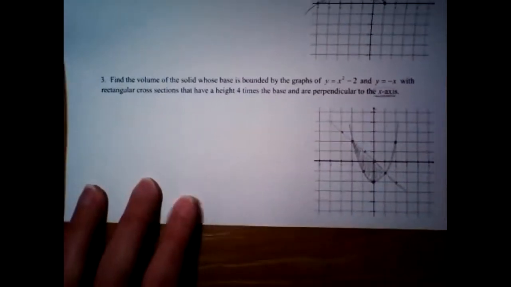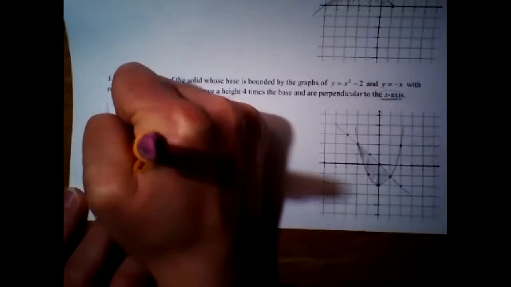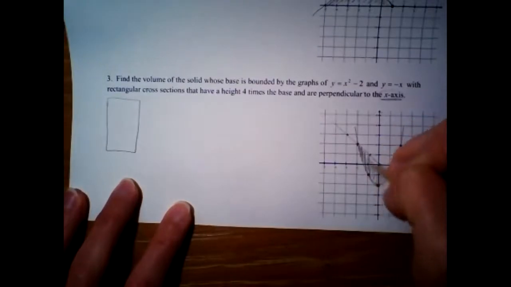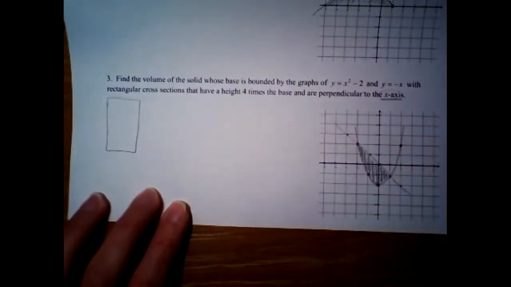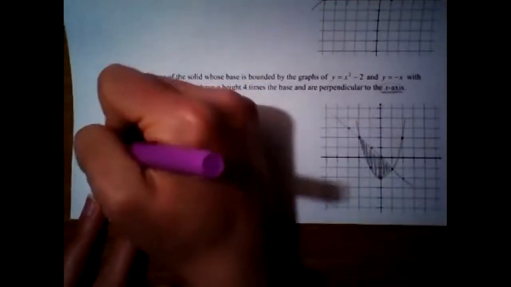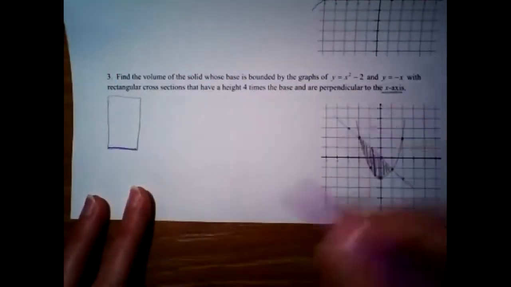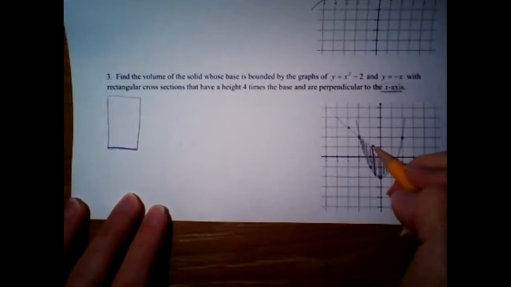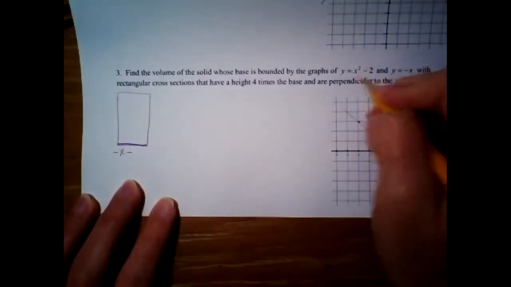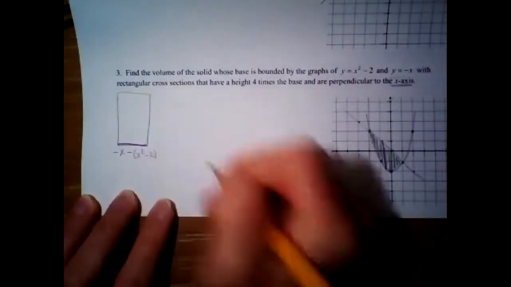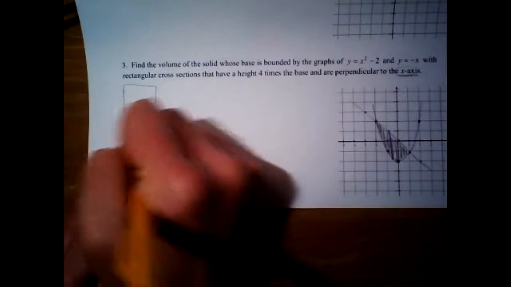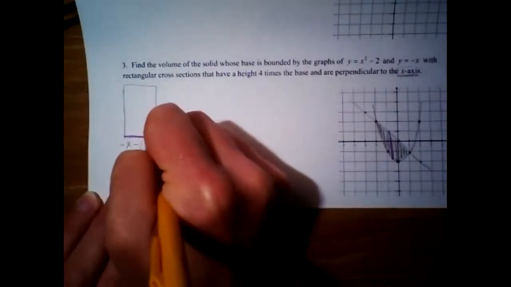And you have to imagine these rectangles popping up out of the paper at you. So I'm going to draw a rectangle. Again, it's like you have an infinite sliced loaf of bread, and I'm just taking one of the slices out. So the base of this rectangle is going to be upper graph minus lower graph. And so the upper graph is the line that was negative x minus the lower graph, this parabola x squared minus 2. So upper graph minus lower graph, and I'm just going to distribute the negative to clean that up a little bit. It'll be negative x minus x squared plus 2.